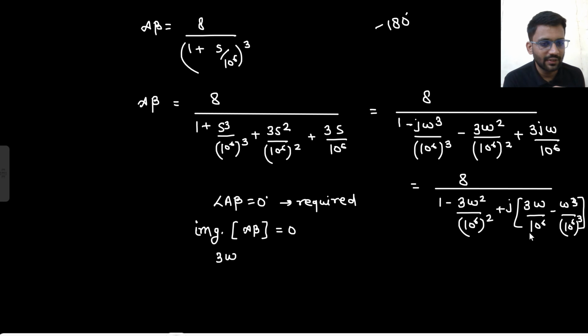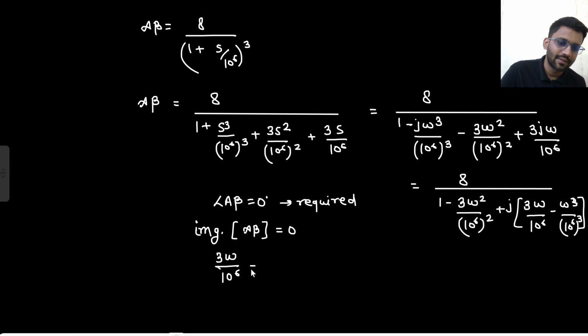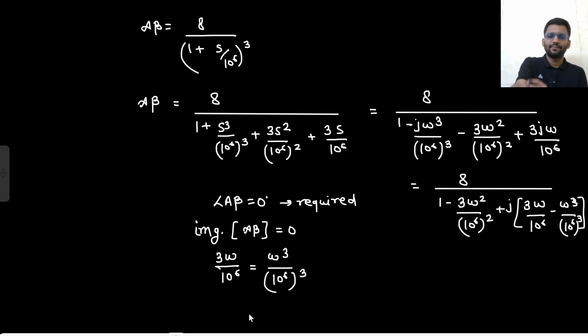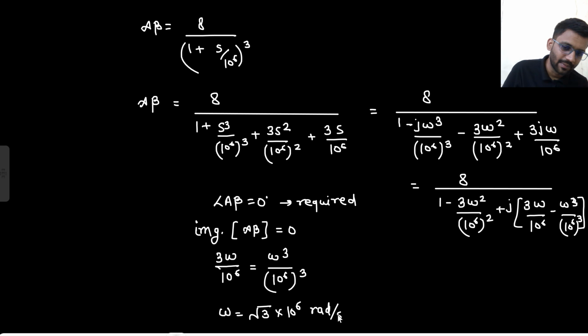But that we will check. Once we put this equal to 0, after the value of omega that we get, we will put that value of omega here, and then we will check if this is negative or some positive value. So no worries about it. First let's put the imaginary part equal to 0. So what we will get? Right? No issue about it. So omega would be equal to root 3 into 10 to the power 6 radian per sec.